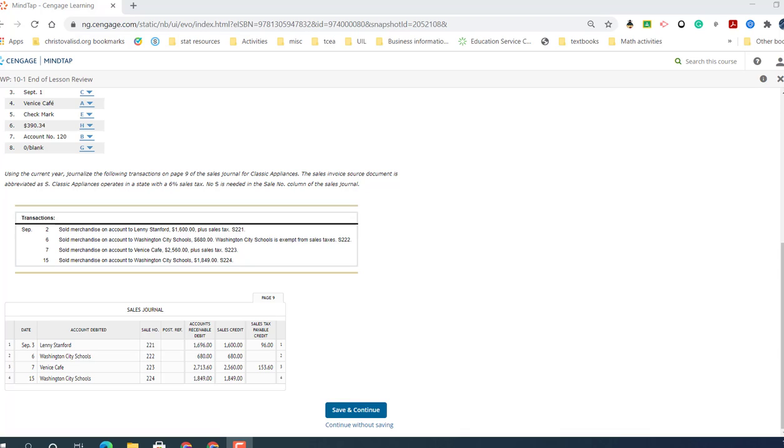Then on the 15th, we went to Washington City Schools again, and they had another merchandise sale of $224. This is a school district, so therefore no sales tax. That means columns 1 and 2 are going to match. I want y'all to do your own on the application.